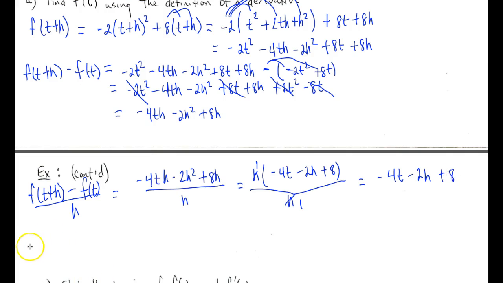And so now, if I wanted to find out what is the derivative of the function f, it's the limit as h approaches 0 of the difference quotient. But now our difference quotient is going to look like this.